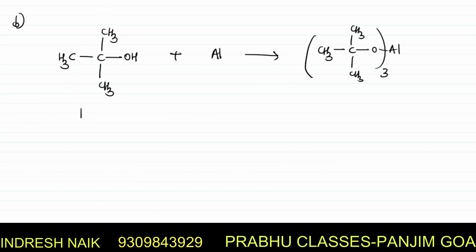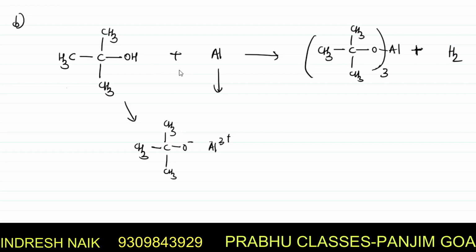One molecule of this in the reaction intermediate, if this hydrogen is lost, it will give you O minus, right? So how many O minus will be required to satisfy Al3 plus? Because this Al is changing to Al3 plus, no? So you'll require 3 units of this, right? And some hydrogen gas will be released, right?